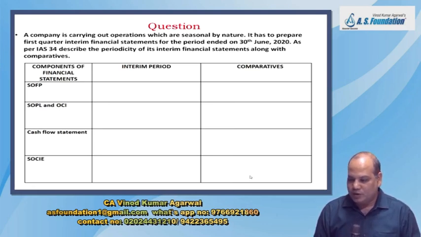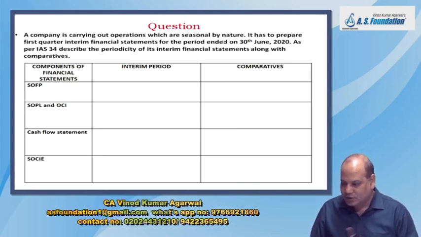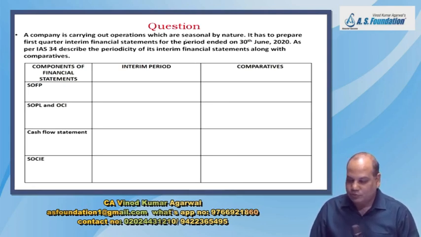As per IAS 34, describe the periodicity of its interim financial statement along with comparatives. And one more thing, underline, it is seasonal business, seasonal by nature. So what you do, you give one additional comparative and additional statement for interim period covering 12 months period.